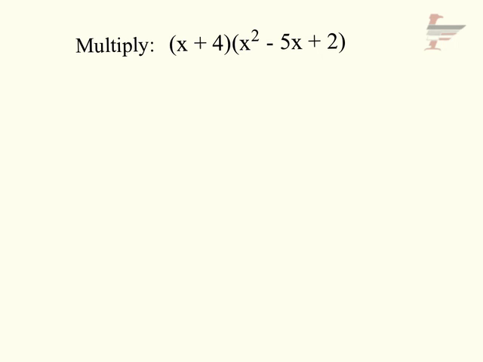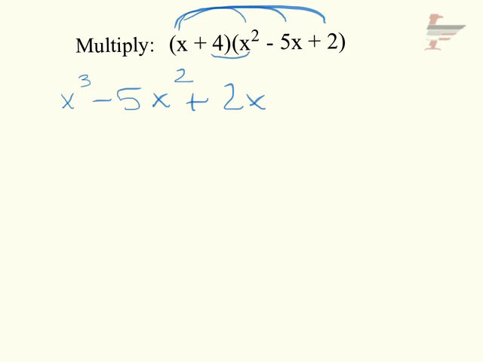Alright, this one says to multiply, so I'm taking a binomial times a trinomial, which is like just a longer FOILing process. So I'm going to take x times x squared, which is x cubed, x times negative 5x, which is negative 5x squared, x times 2, which is 2x, and then I scoot over to the 4, so 4 times x is 4x squared, 4 times negative 5 is minus 20x, and 4 times 2 is 8.